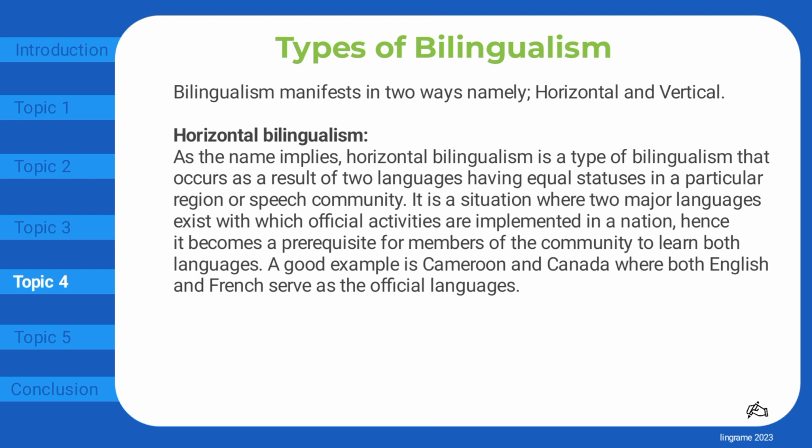As the name implies, horizontal bilingualism is a type of bilingualism that occurs as a result of two languages having equal statuses in a particular region or speech community. It is a situation where two major languages exist with which official activities are implemented in a nation, hence it becomes a prerequisite for members of the community to learn both languages. A good example is Cameroon and Canada, where both English and French serve as the official languages.